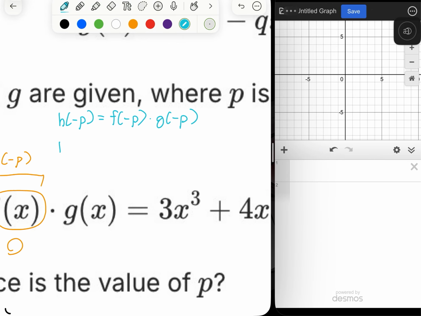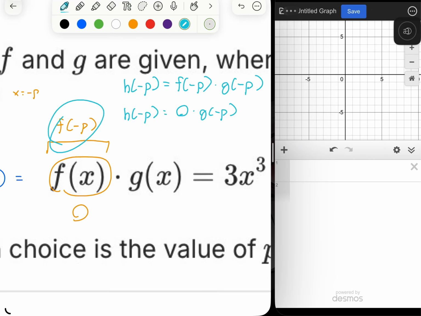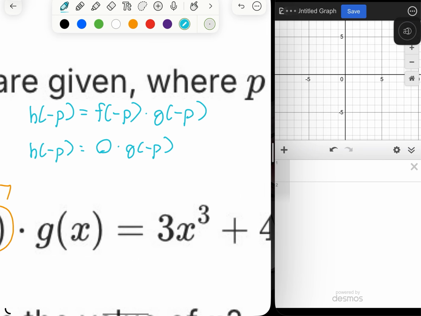Well, we know h of negative p equals 0 times g of negative p, because once again, f of negative p, which we got earlier, was 0. And of course, 0 times anything is just 0. So what that tells us is that h of negative p is equal to 0.